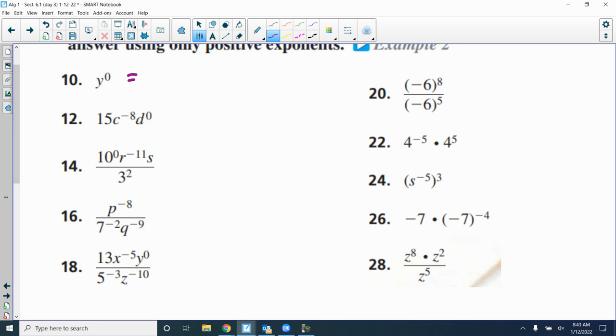Guys, everybody, what's this? Is everybody good with that? Anything to the 0 power is 1. Don't miss those. That's like a free one. Okay. What can you cross out in number 12? Ellie? Yeah, it goes away. What do I got to do with c to the negative 8, Ellie? Put it where? Got to put it in the basement. It's not happy up top. So what do I write?